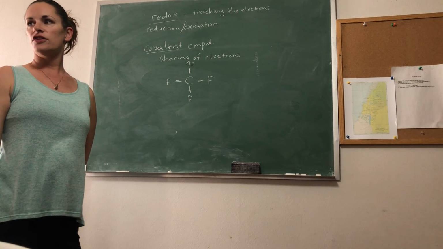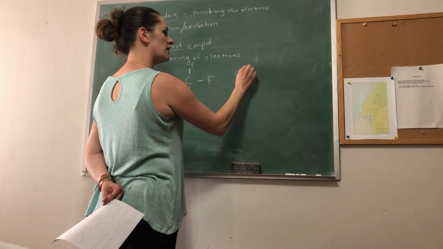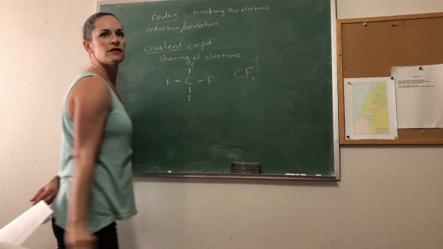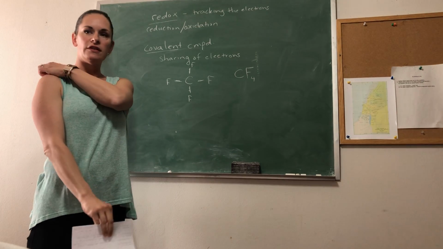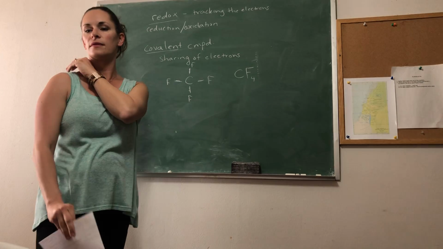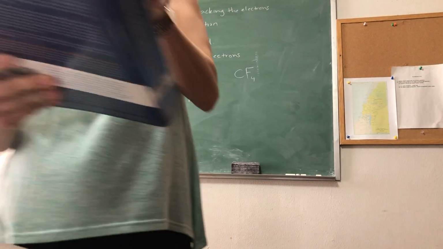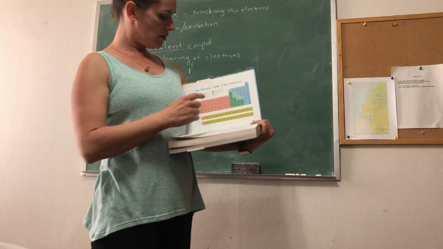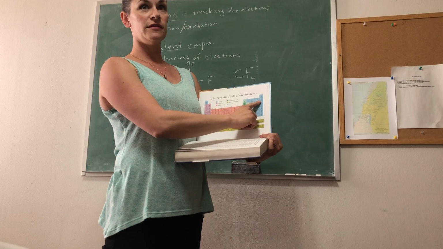So how do we assign charges to a covalent compound? Electronegativity. Right, we look at the electronegativity of the atom. Now, what are our general trends for electronegativity on the periodic table? And what is electronegativity? Top right is the highest.